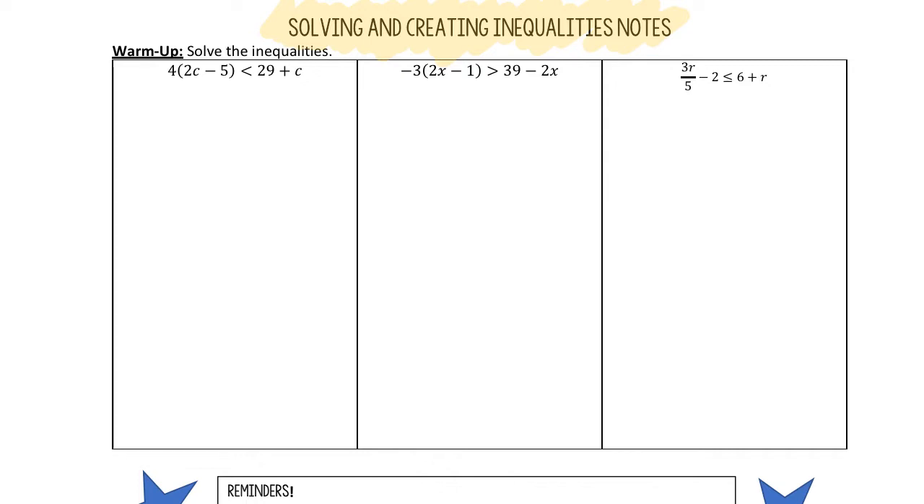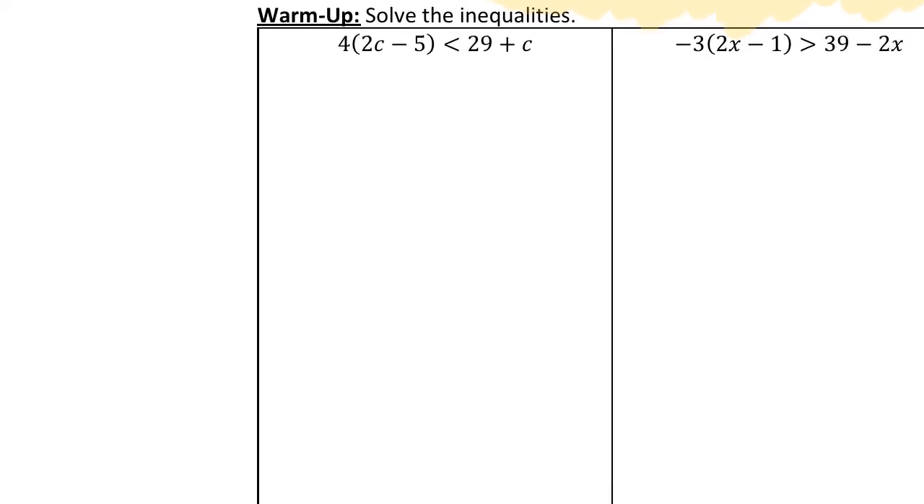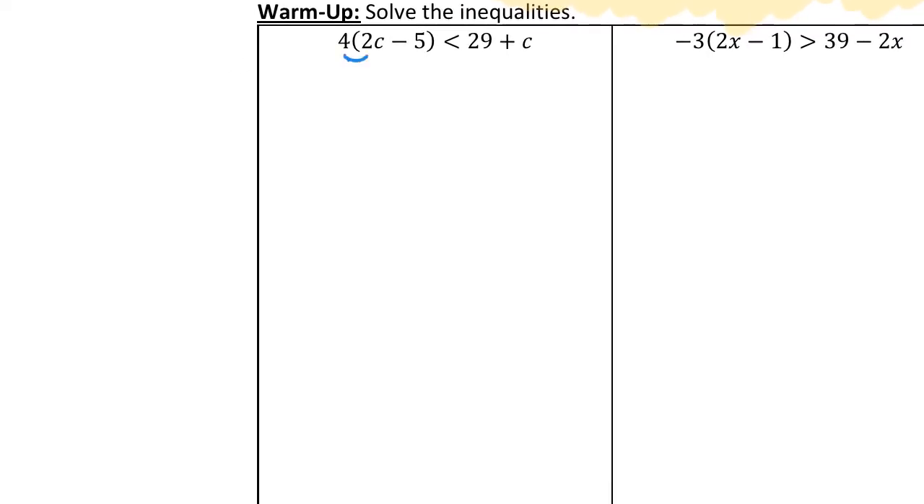You've solved these in the past, so I want you to go ahead and try these first three problems on your own. So if you'll pause the screen and make sure you're trying those, try to refresh your brain on how to do those. If we check out this first one, hopefully you distributed that 4 to everything inside the parentheses.